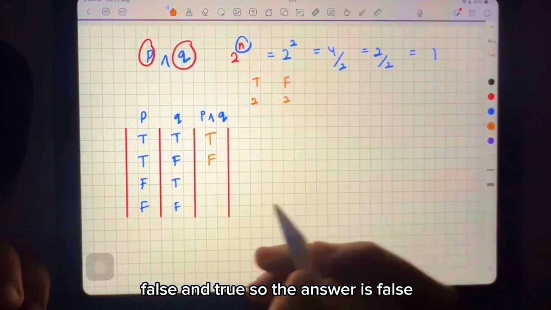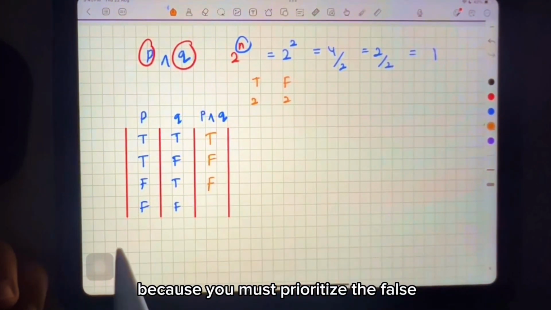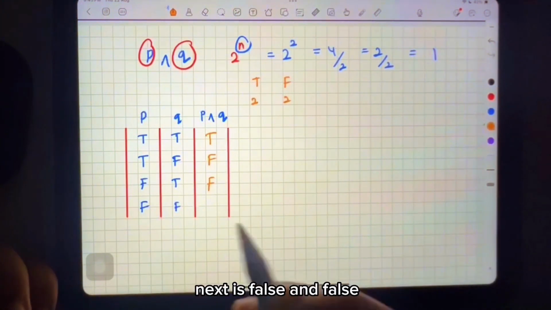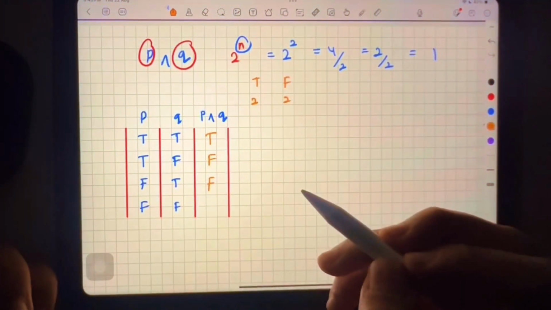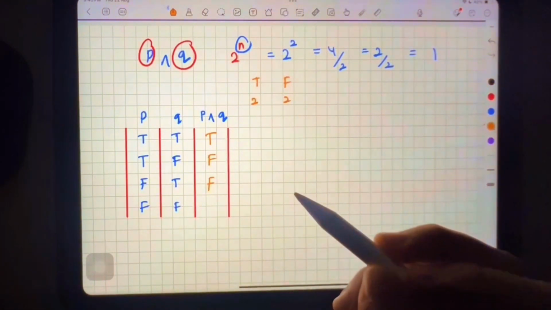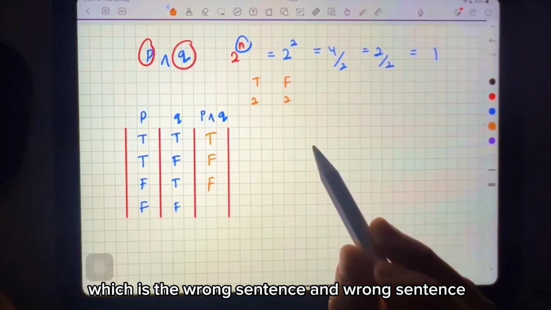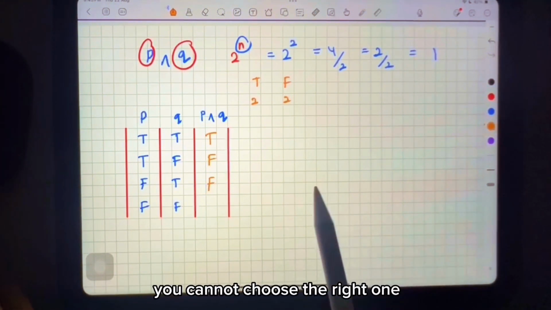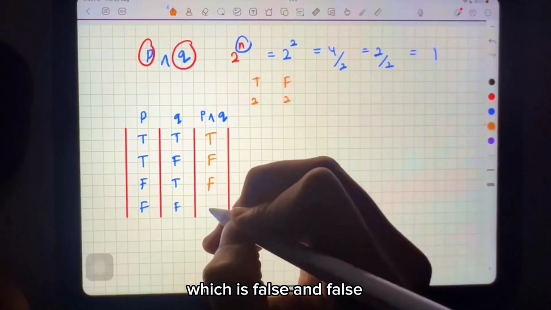False and true, so the answer is false. Like I said just now, because you must prioritize the false. Next is false and false. Like I said just now, in the example, if the teacher says the wrong sentence and wrong sentence, you cannot choose the right one. So you must choose the wrong sentence, which is false and false.